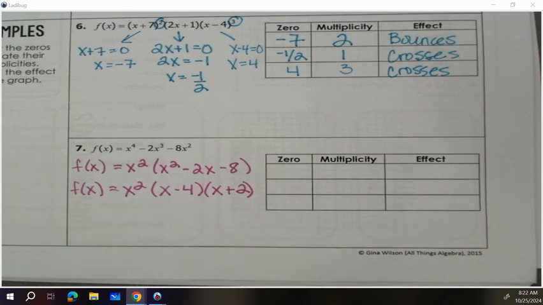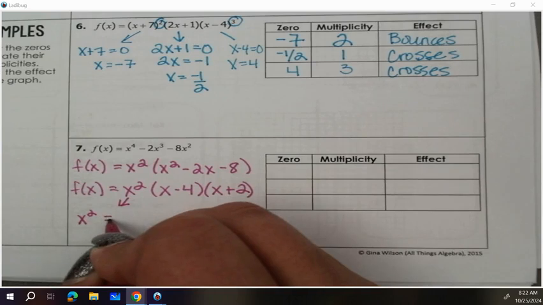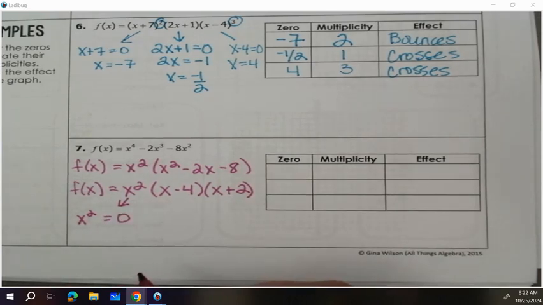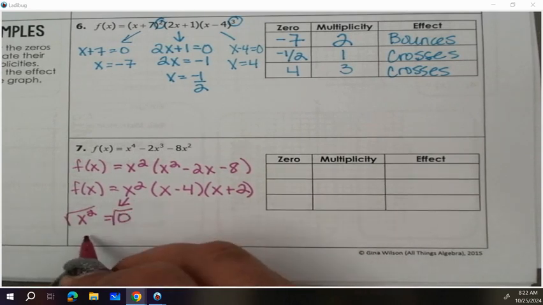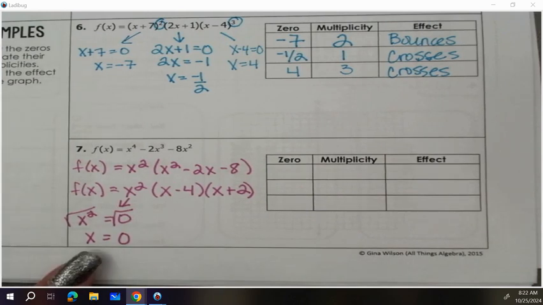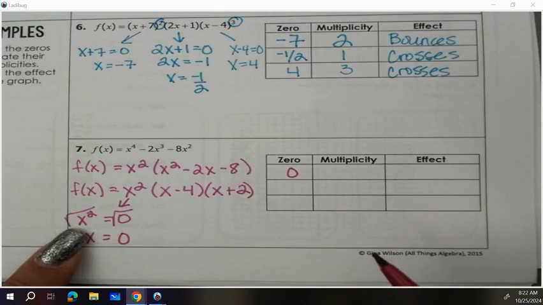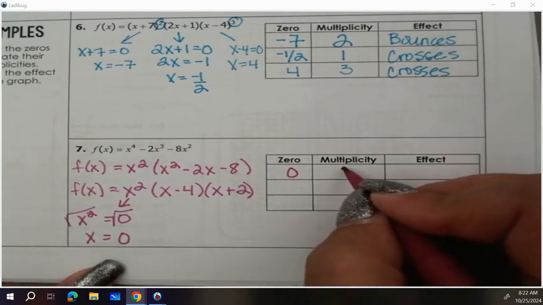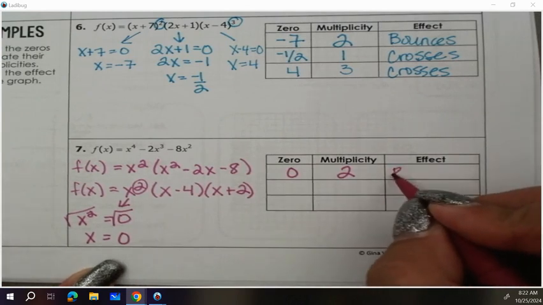So my zeros, well, I need to set this guy equal to 0. X squared equals 0. I know how to solve something that says x squared equals 0. I just take the square root of both sides. 0 can't be positive or negative. So it's a 0, but what's the multiplicity here? How many times? Yeah, it's 2. It definitely happened twice, which means it bounces.